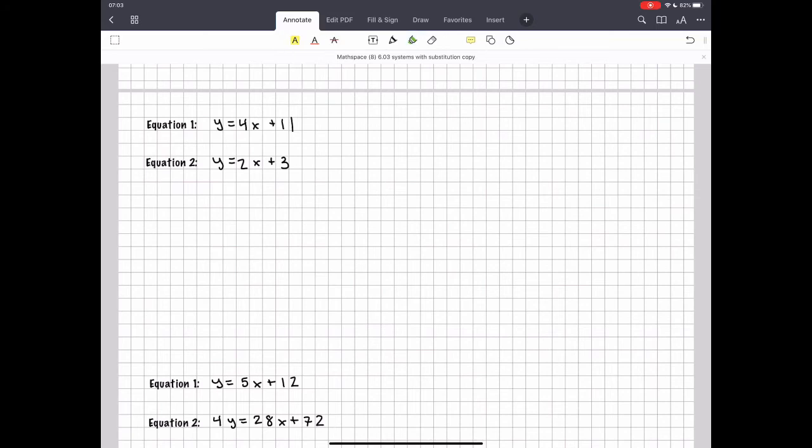So again, I've got an equation that says y equals 4x plus 11. So I know that y can be written as 4x plus 11. And I'm going to replace the y in equation 2 with what y can also be expressed as, which is 4x plus 11. 4x plus 11 equals 2x plus 3. So I've got just x variables left. I'm going to simplify this, or solve the equation.